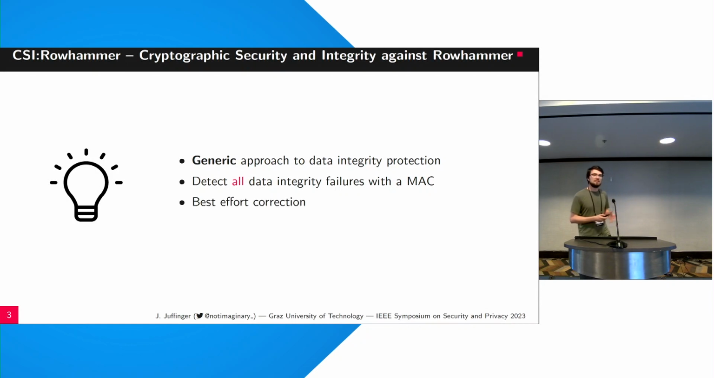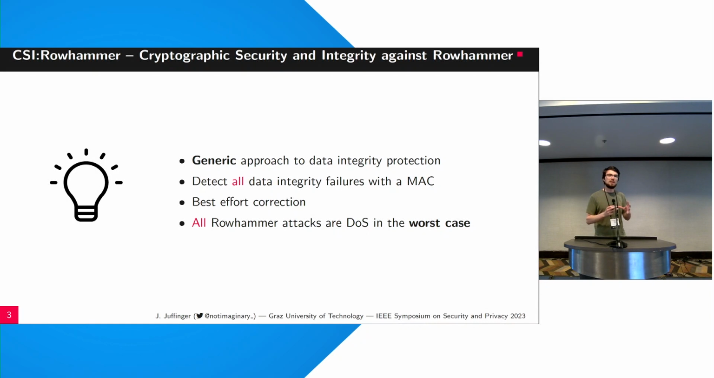Together with this detection of all bit flips, we have a best effort correction, and with this we can mitigate all Rowhammer attacks in the worst case to a denial of service. So in almost all cases, Rowhammer is completely fixed. In the worst case, it's denial of service. No privilege escalation or stuff like that.